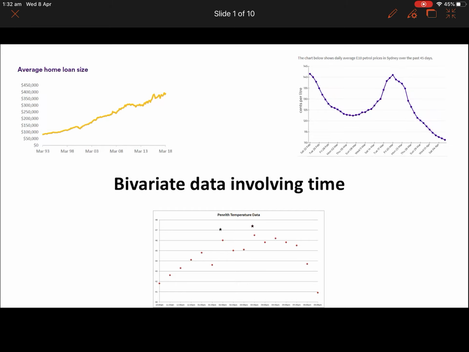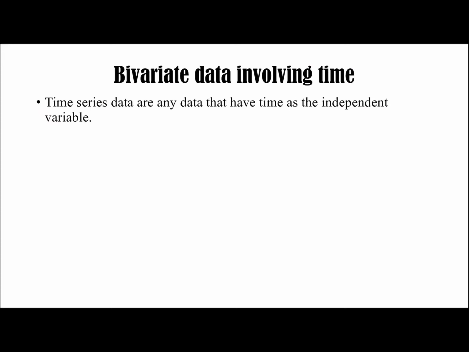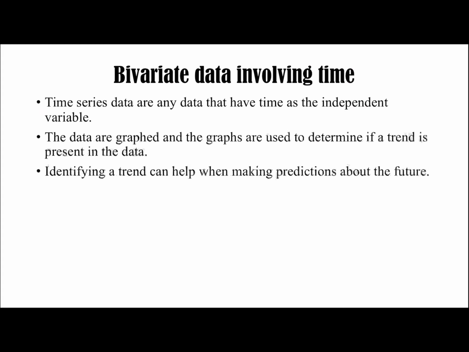In this video lesson, we will look at types of trends in bivariate data, which involves time series as an independent variable. Time series data are any data that have time as the independent variable. The data are graphed and the graphs are used to determine if a trend is present in the data. Identifying a trend can help when making predictions about the future.